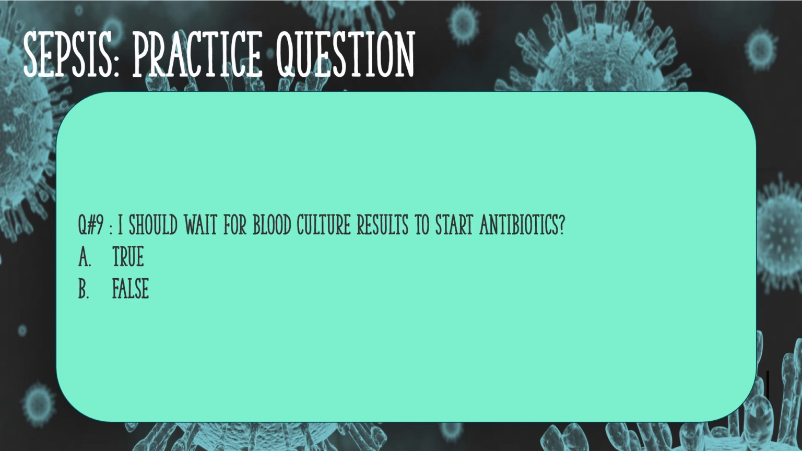Question number 9. I should wait for blood culture results to start antibiotics. True or false? The answer is false. We want to get those blood cultures drawn right away with our labs, and then we're going to start antibiotics. The cultures have to be drawn before antibiotics are given. However, we do not need the results before we start antibiotics. That's why we do that broad spectrum antibiotic. And then once we get the cultures and sensitivities back, we can adjust the antibiotics, but you have to draw them. You do not need to wait for the results.